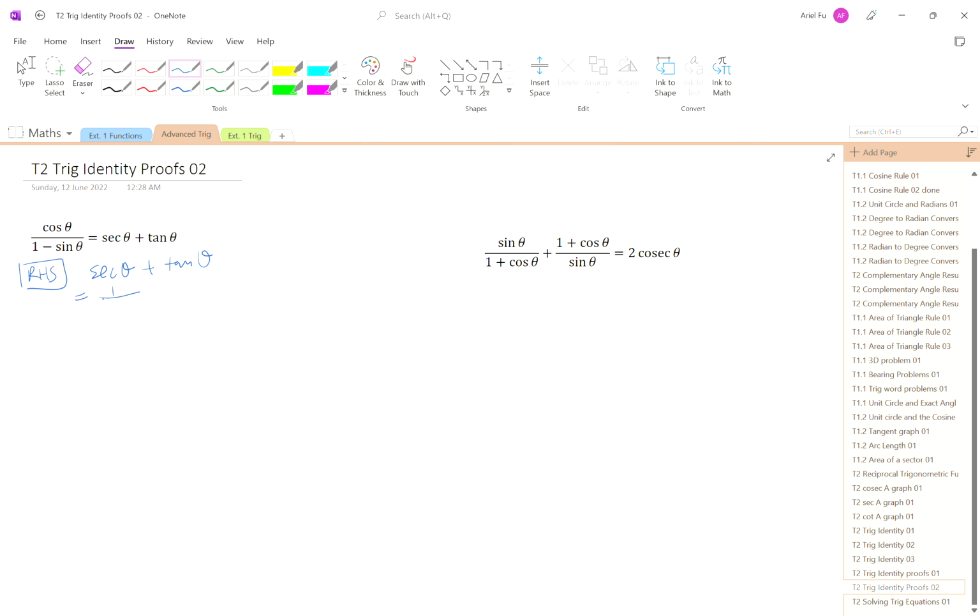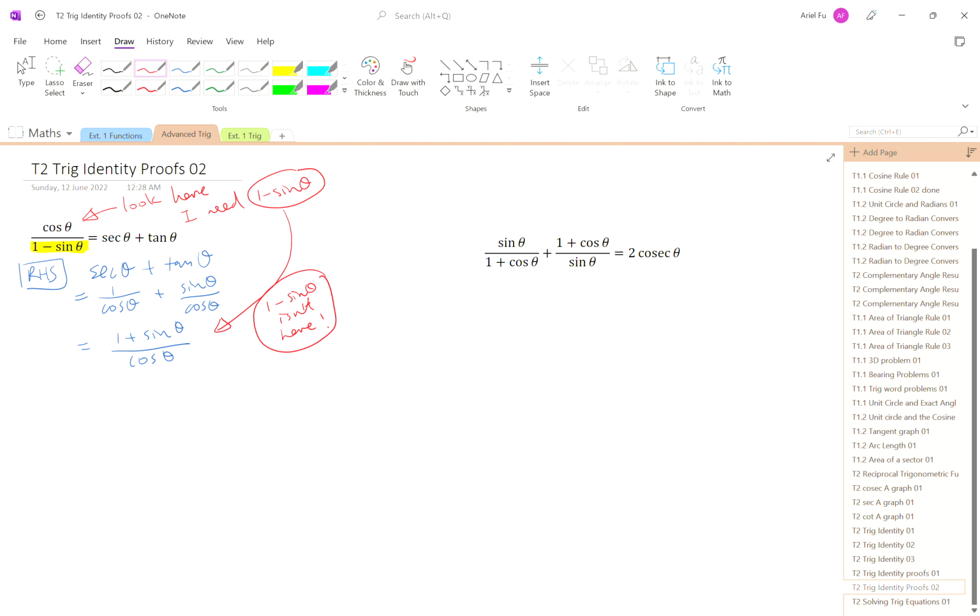This can be rewritten as 1 over cosine theta plus sine theta over cosine theta, which means I'm going to get 1 plus sine theta all over cosine theta. Now there's a little trick. When I get to this point, I look over here and see that in the result I want to arrive at, I need 1 minus sine theta to appear somehow. But if I look over here, 1 minus sine theta isn't here yet. So what you need to do is actually make it appear.